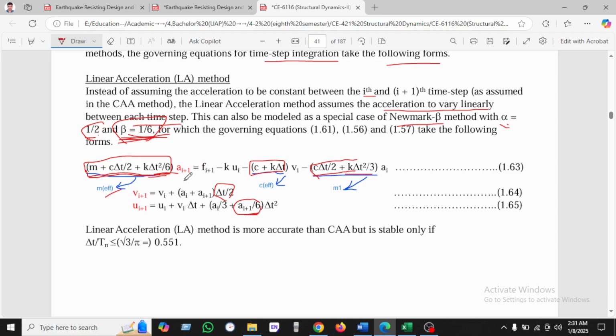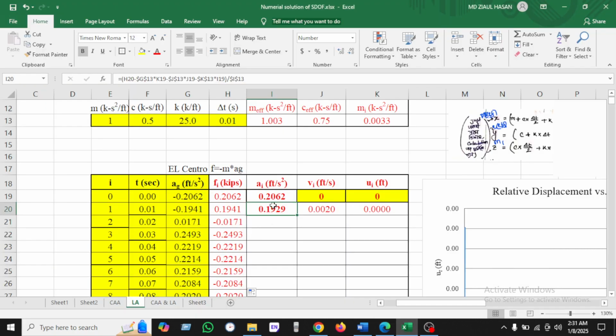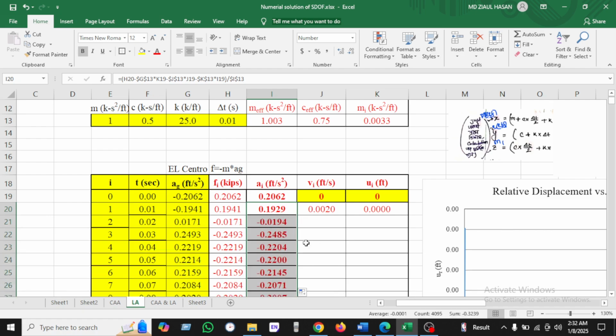This will be m effective into a, and f minus ku c effective into b, and m1 into a. But we are finding the a value, that's why we will take this here and divide it by m effective, and in this way we find here all the parameters calculating, and found 1.99, and all the calculation will be the same as it is.